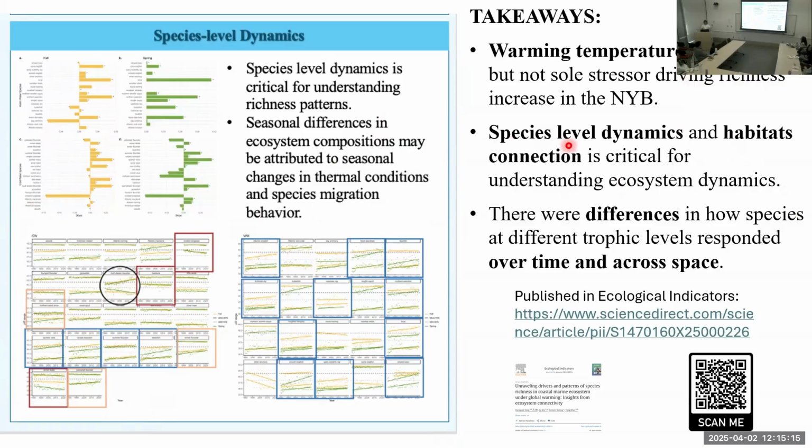And second, we need to pay attention to species level dynamics and habitat connection within the ecosystem. We also noticed that there were differences in how species responded to the stressor over time and across space. Therefore, the temporal and spatial scales matter. This work has been published recently, so if you are interested in more details, please feel free to scan the QR code here.